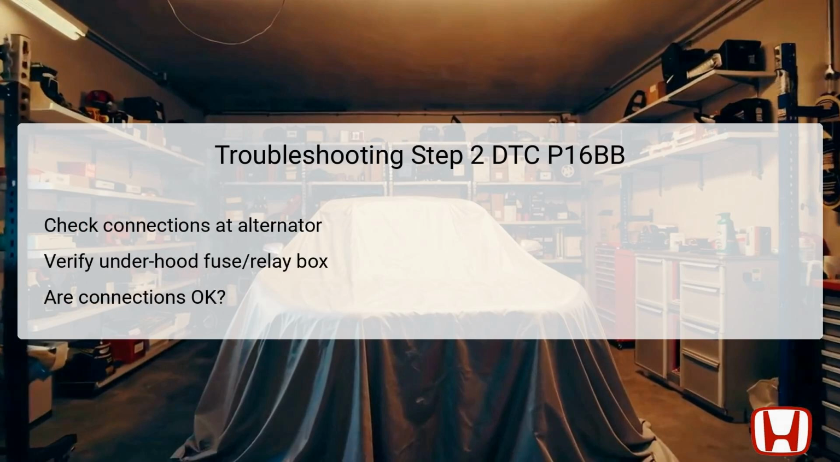In this second troubleshooting step, focus on checking the +B terminal connections. Inspect for any poor connections or loose terminals at both the alternator and the underhood fuse relay box. The alternator connects to the vehicle's electrical system, and any faults at these points can lead to improper voltage readings and the activation of DTC P16BB.